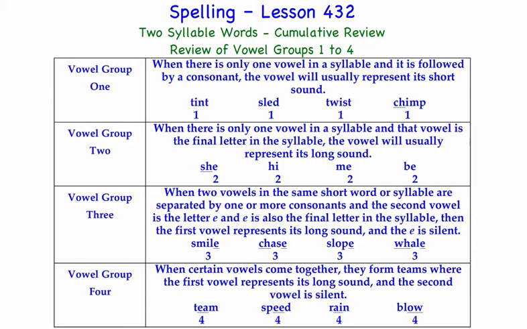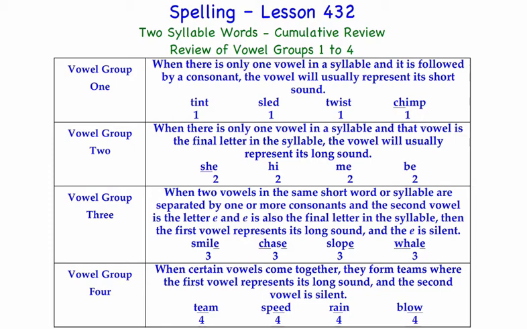This is lesson 432, a spelling dictation lesson. We will review the 8 vowel groups, and the words I dictate will contain any one of these 8 vowel groups. Vowel group 1, one vowel followed by a consonant. The vowel is short. Vowel group 2, one vowel that comes at the end of the syllable. The vowel is long.